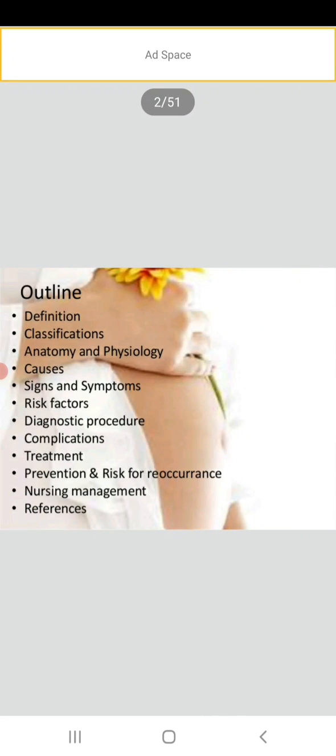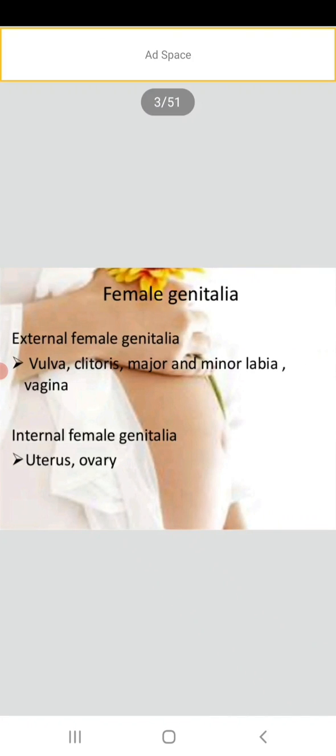Okay, good afternoon all. We will look at genital injuries, that is, injuries and trauma to the pelvic floor. You can see the outline: definitions, classification, anatomy and physiology, causes, signs and symptoms, risk factors, diagnostic procedures, complications, treatment, prevention, risk of recurrence, nursing management, references. First, coming to the female genitalia, the external female genitalia include the vulva, clitoris, major and minor labia, and vagina.